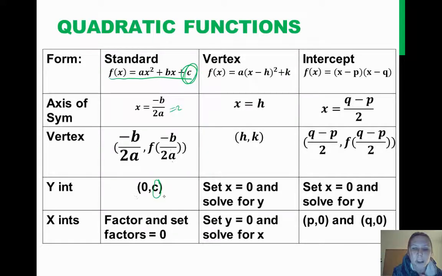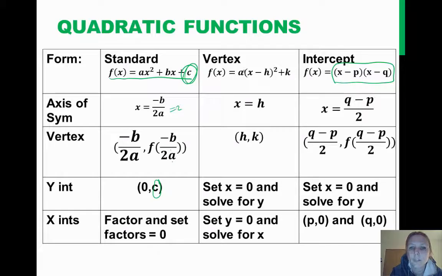To find my x-intercepts, I need to factor this. I can use the quadratic formula to find it. I can use the box method to find it. But regardless, I need to be able to factor it so that it's back in this format right here, and that will tell us our factors. Our x-intercepts are based on those factors. In just a minute, I'm going to show you each of these methods and each of these forms and show you how to find all these things.